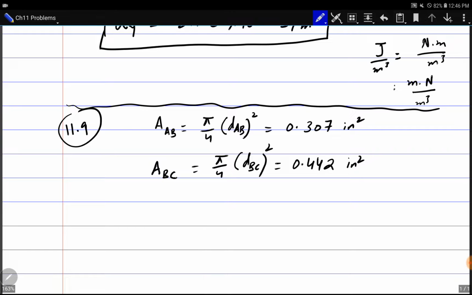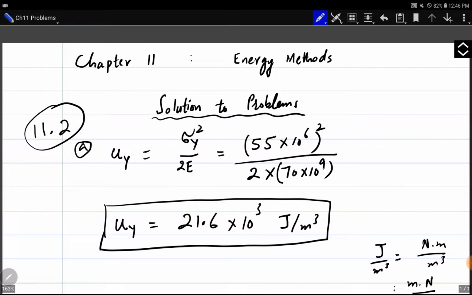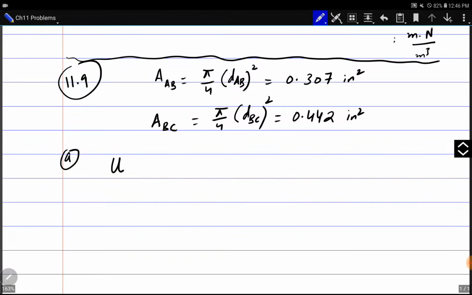Okay, capital U. In part A of problem 11.9, it was asked to find total U for ABC. So it is UAB plus UBC. ABC has two parts, AB and BC.